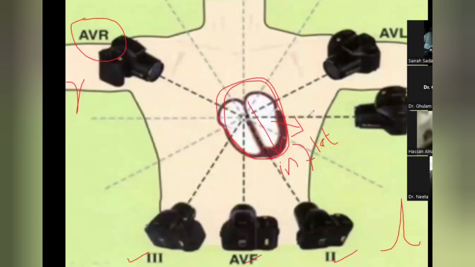Again, lead 1 is on the left side, so the current flows toward it. Same goes for lead 2. AVF, these three leads are lying inferiorly. So in these leads, there will be a positive deflection. While AVR is on the right side, totally opposite to the axis of the heart. So for this lead, the current is flowing away from it, downward and lateral. Because the current is flowing away from it, there will be a negative deflection on ECG.